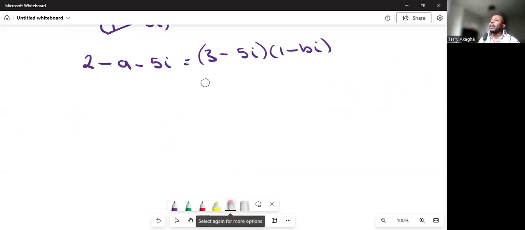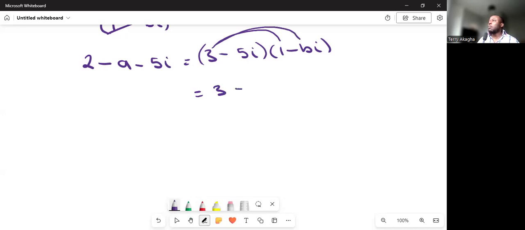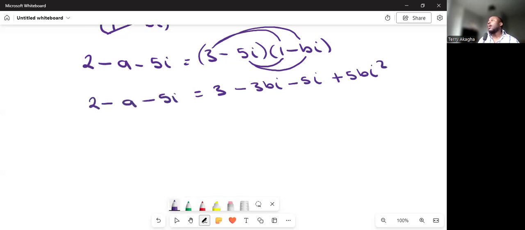I'm going to open the bracket. 3 times 1 is going to give me 3. 3 times minus b is going to give me minus 3bi. Then minus 5i times 1 gives me minus 5i. Are you seeing it? Then minus 5i times minus b, minus times minus, is going to give me plus 5bi squared. And this is going to be equal to 2 minus a minus 5i.